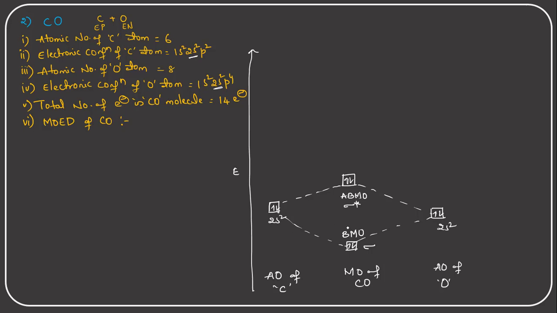Because of merging of two s orbitals, it depends upon the shape and symmetry also, right? In the salient features of the molecular orbital theory we discussed. So this is also 2s2 and here also 2s2. Then the p orbitals of the carbon atom are combining with the p orbitals of the oxygen atom. Now let us see how it will be.